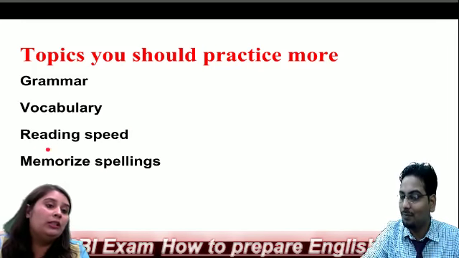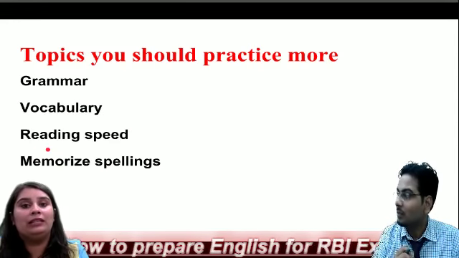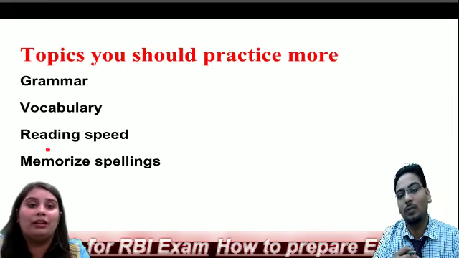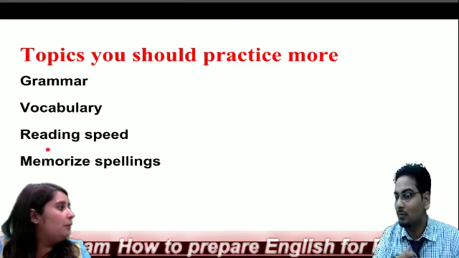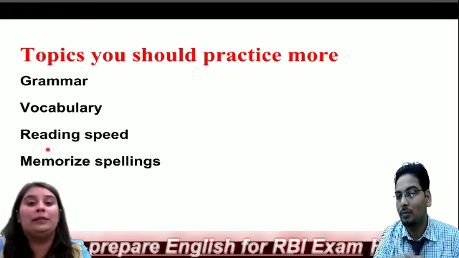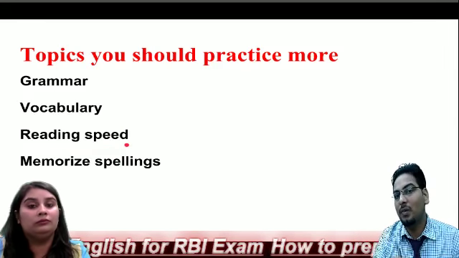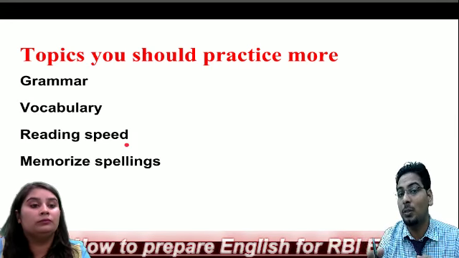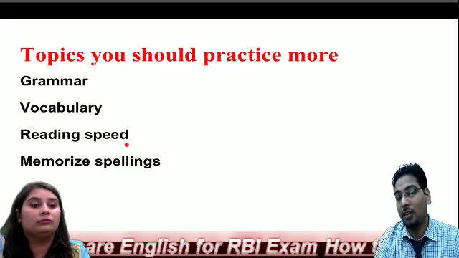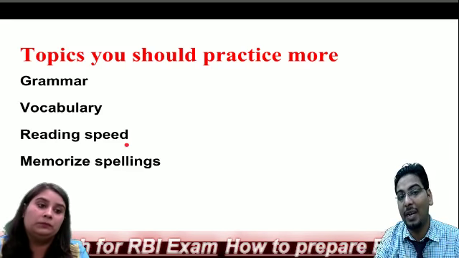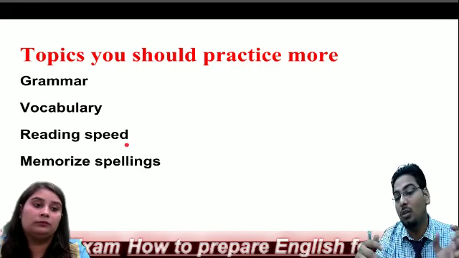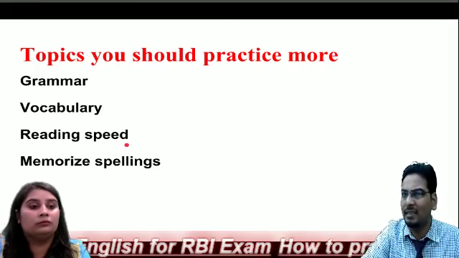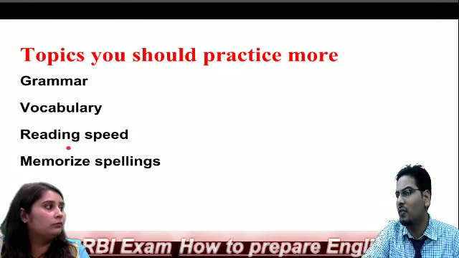The next thing is your reading speed. The faster you read, the less time you will take in attempting the paragraph. Banking exams are all based on how fast you can attempt the paper. The number of attempts is directly proportional to your speed. The more your speed, the more your number of attempts, and the more your attempts, the more marks you score, and the cutoff will be easily cleared. So we should have good speed.